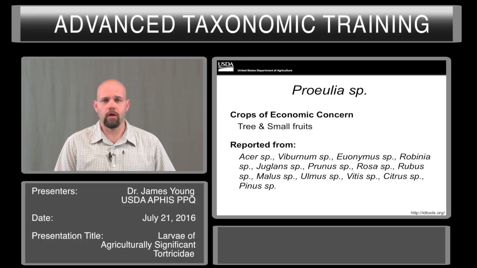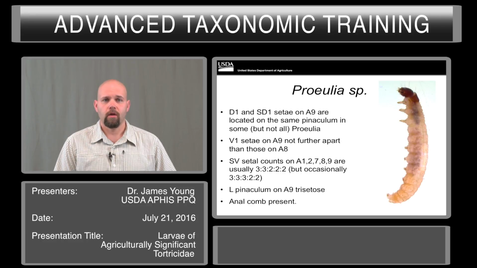The genus Proeulia is found primarily out of Argentina and Chile. It is a species complex that is currently unresolved. There are many pests being reported of citrus, grapes, and small berries, and at this time we cannot identify which species these are.